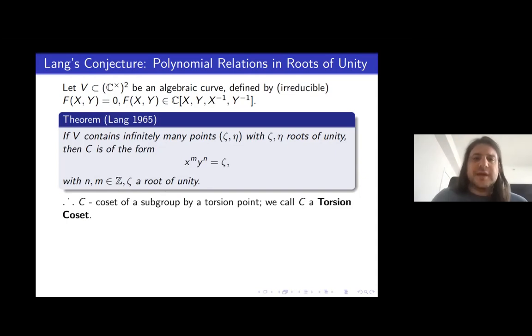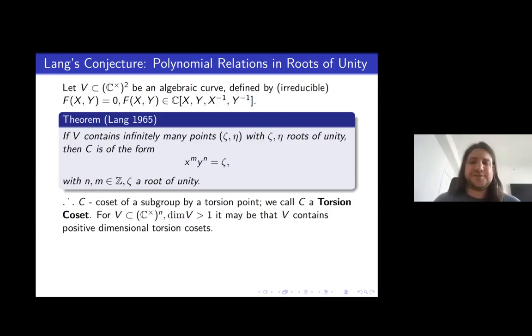Okay. Now, if you want to generalize this to higher dimensional settings, you have to be a little bit careful, because even if you're a very, very strange surface, say in 3 space, nothing to do with roots of unity, you might contain a curve, for example, the diagonal curve x equals y equals z, and that will contain infinitely many solutions in roots of unity. And so what you do is you define these special subvarieties called torsion cosets. Essentially, you look at multiplicative subgroups, and you allow translation by torsion points. So essentially, irreducible components of multiplicative subgroups.